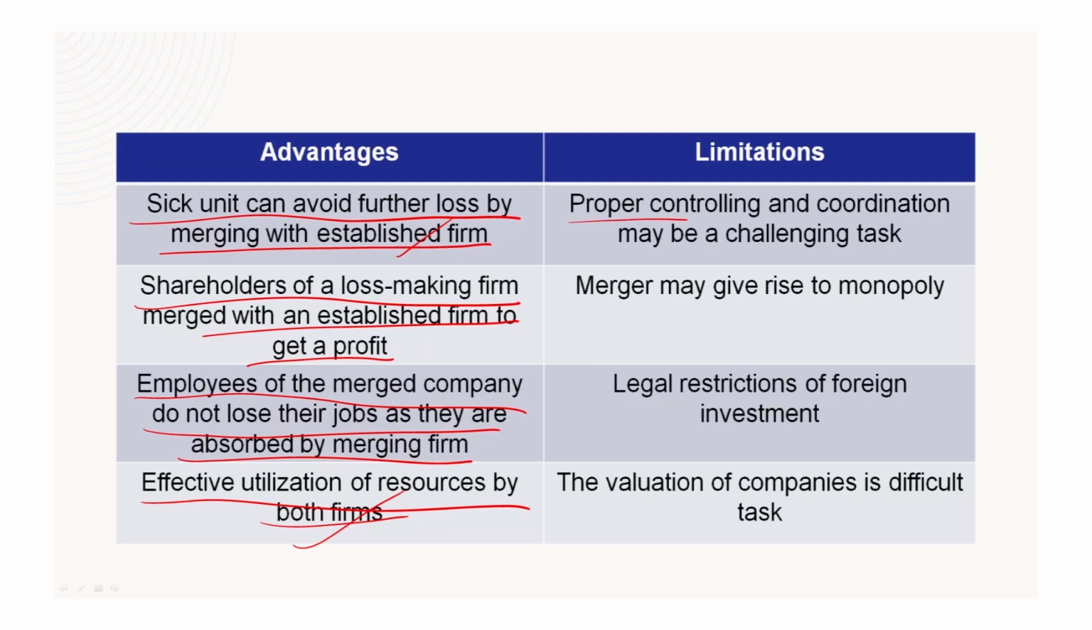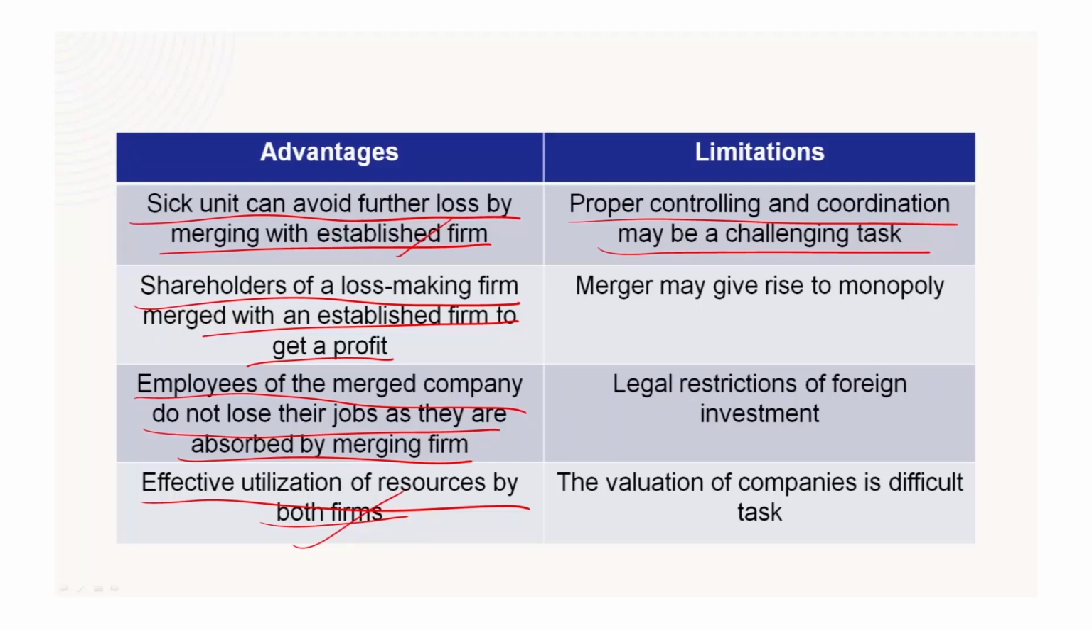Limitation: proper controlling and coordination may be a challenging task. Just like the joint venture, it is also very difficult to control the operation and coordinate the operation of the merging ventures as well. Merger may give rise to monopoly.